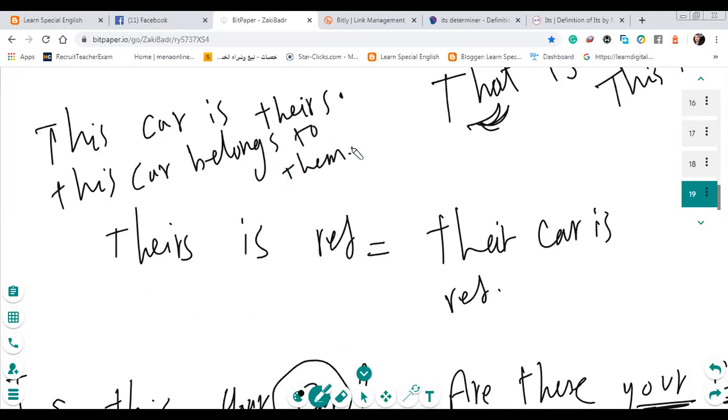There are many ways to express your ideas using the possessive pronouns and determiners. We have 3 minutes left. Very good. Let's go back here.